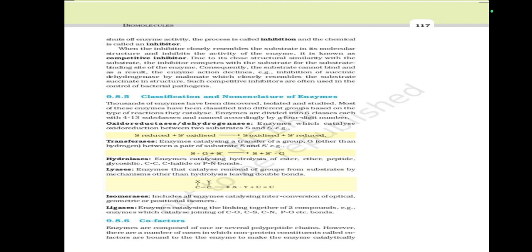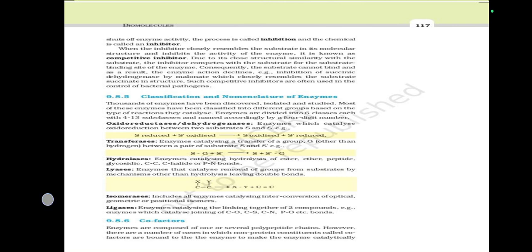Due to its close structural similarity with the substrate, the inhibitor competes with the substrate for the substrate binding site of the enzyme. Consequently, the substrate cannot bind, and as a result, the enzyme action declines. Example: inhibition of succinic dehydrogenase by malonate, which closely resembles the substrate succinate in structure. Such competitive inhibitors are often used in the control of bacterial pathogens.